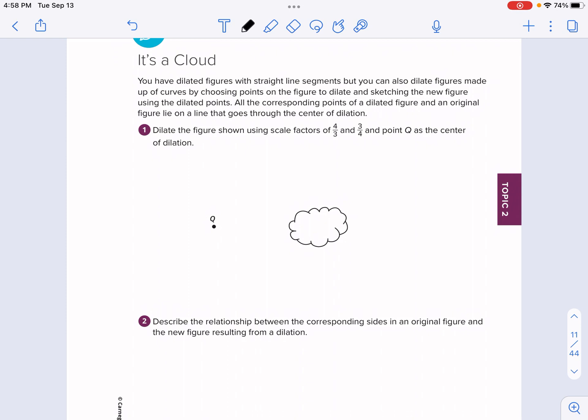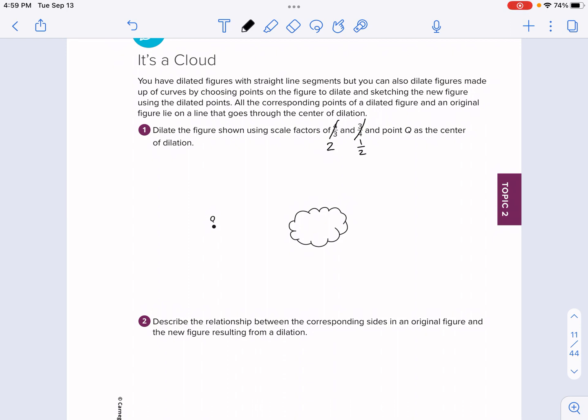Now what we're going to do here, we're going to make some adjustments because I don't like what it's doing here. It says we're going to take this figure, we're going to dilate it in two ways. It says 4/3 and 3/4 from our center of dilation, which is point Q. I'm going to switch this. So instead of 4/3, I'm going to make this 2. Dilating twice as big makes it a little bit easier. And instead of 3/4, we're going to say 1/2.